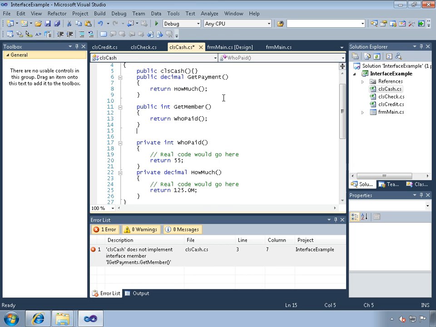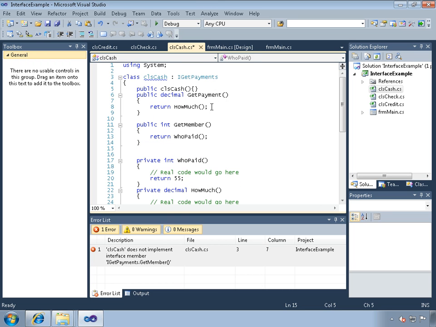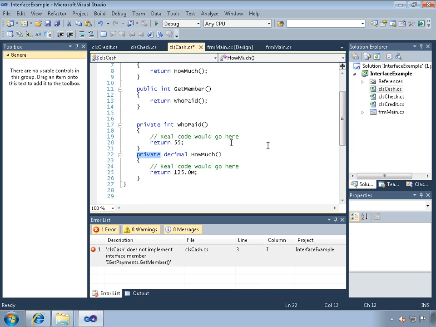Now, here, all I've done in the getPayments is call a dummy method inside of here called howMuch. Now, you might be asking yourself, why make this private? The reason that I make that private is this is a helper method. Remember when we talked about the different types, we talked about property methods and constructors and general methods and helper methods. And we said that helper methods are those methods that you don't want to expose as part of the public interface. They're just for your use only.